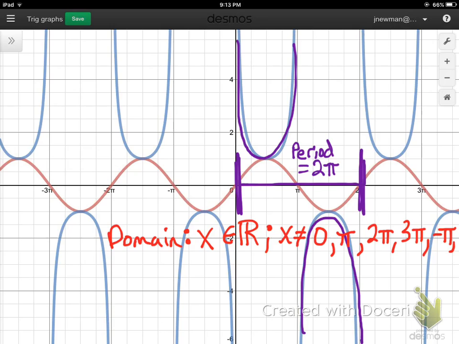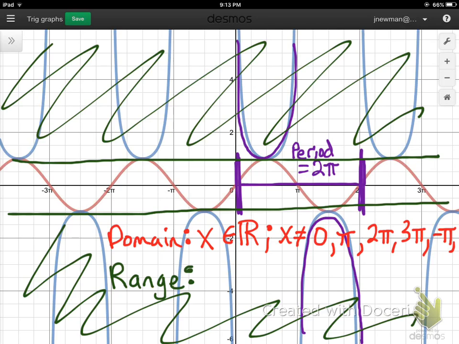The range is the very bizarre one. You notice the blue lines go as high as possible on the graph and as low as possible, but they never get in the middle area. If we draw two lines, one at +1 and one at -1, they do hit those points. So you want to say it like this: y is greater than or equal to 1, or y is less than or equal to -1. It's everything above the top line and below the bottom line. That's the domain and range.